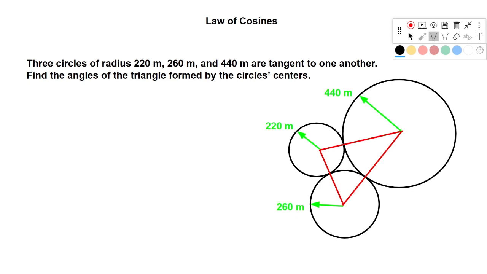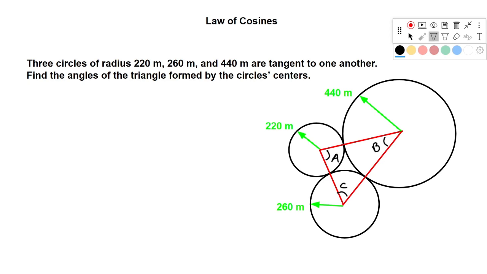So if we look at a better diagram of this, we have it shown here. The largest circle has a radius of 440 meters, the smaller one 260, and the smallest 220. And we can see that we have a triangle formed by their centers. So if we take a look at that red triangle, they're asking us to find all of the internal angles of that triangle. So we can label these. We can call this A, B, C.